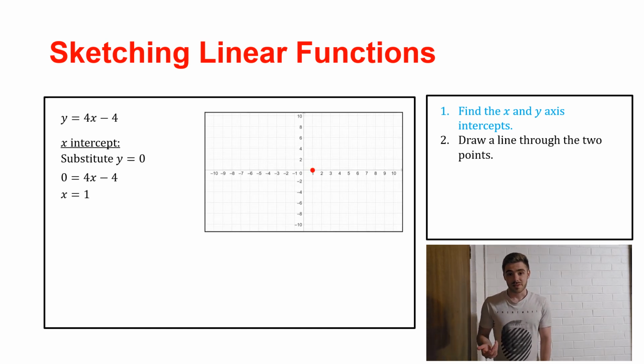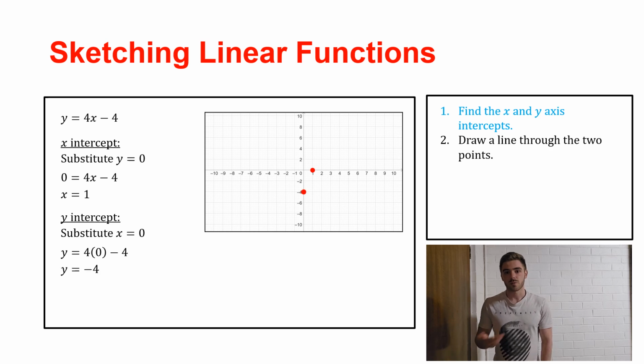We can do a very similar thing for the y-intercept. This time we're going to sub in x equals 0 and solve for y. This has given us 2 points that we can put on the axes. All we've got to do from here is draw a straight line that goes through them. And just like that, we've finished the graph.